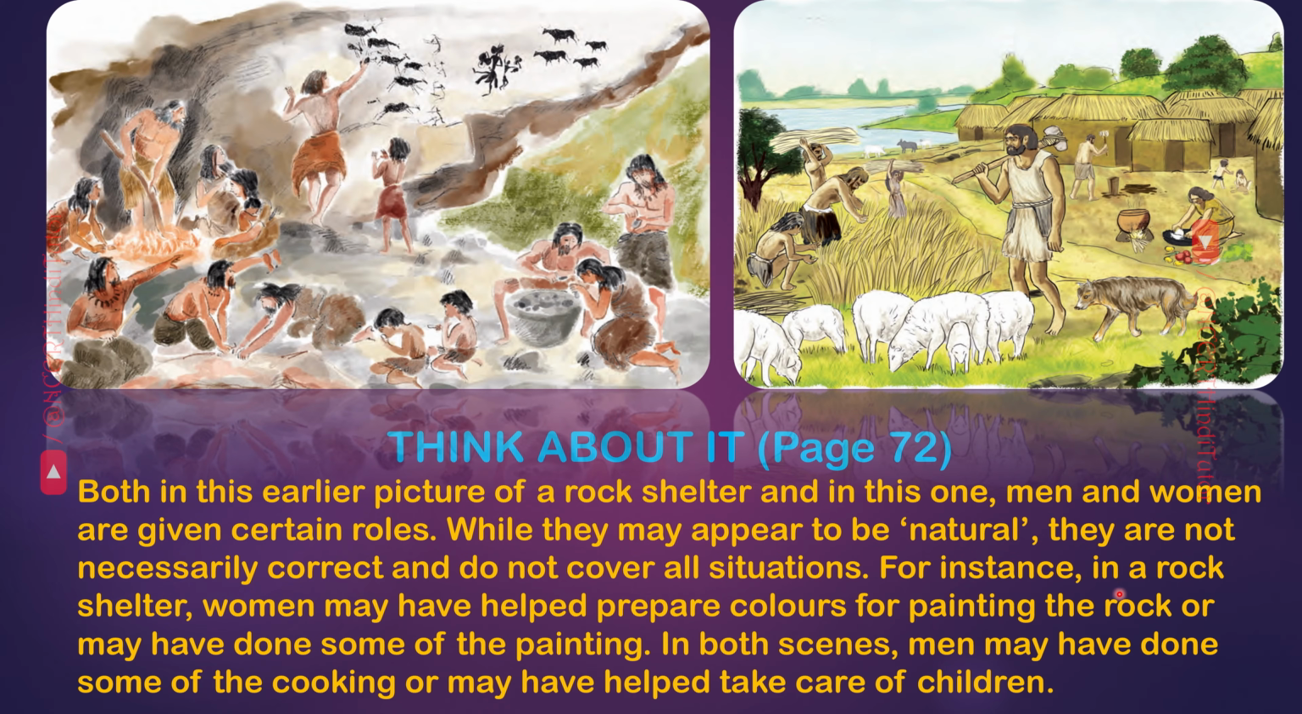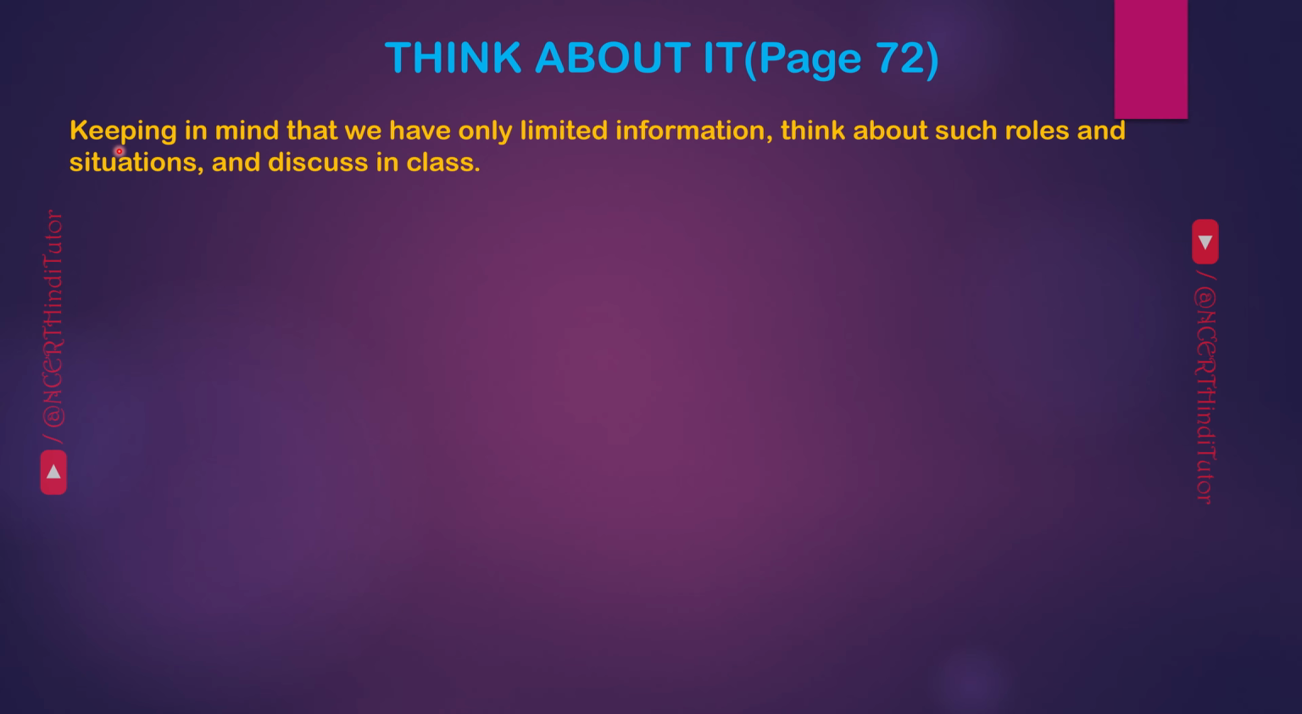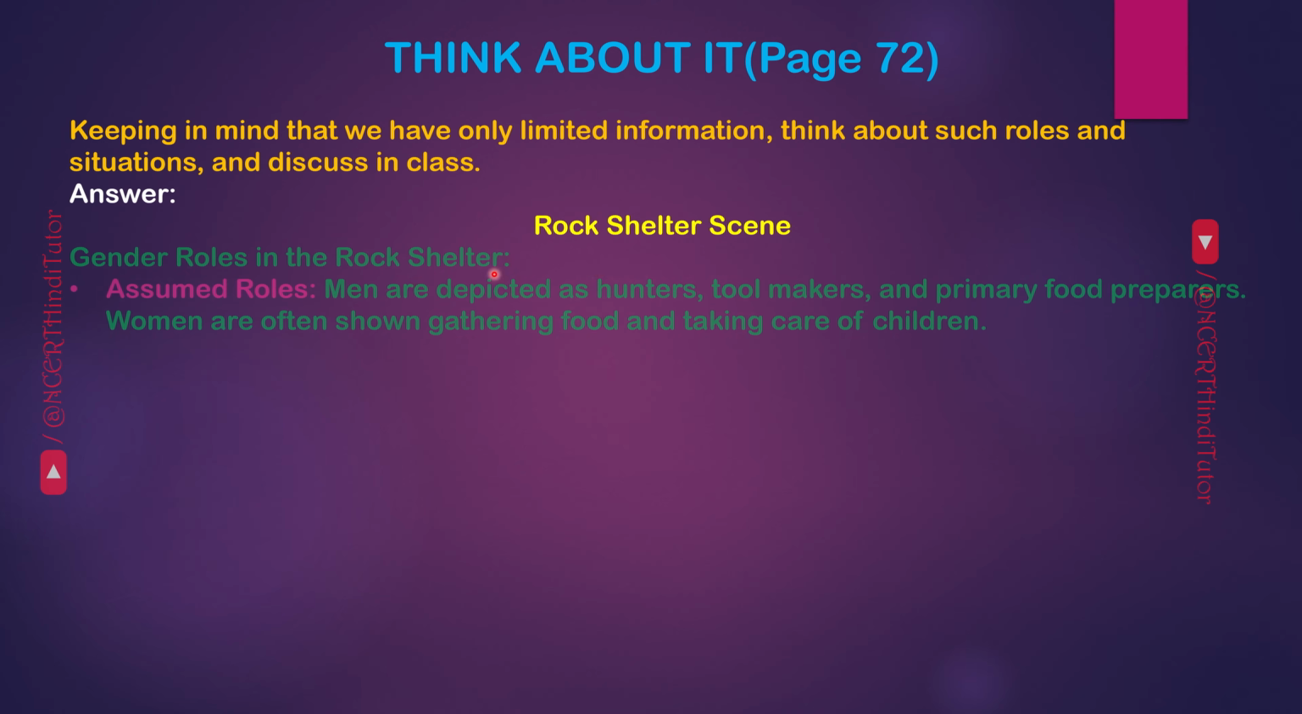For instance, in a rock shelter, women may have helped prepare colors for painting the rock or may have done some of the painting. In both scenes, men may have done some of the cooking or may have helped take care of children. Keeping in mind that we have only limited information, think about such roles and situations and discuss in class. Answer: rock shelter scene.